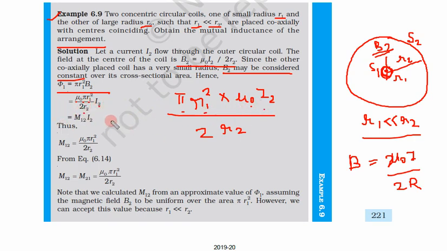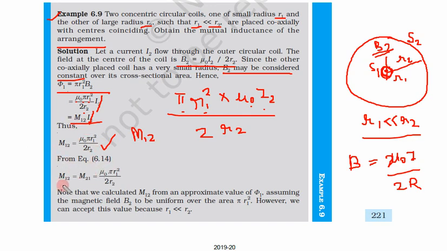This must be equal to M12 I2, that means mutual inductance in coil 1 due to current in 2. So this constant M12 converts this current into flux in coil number 1. Now let us compare. I2 gets cancelled out. So M12 is equal to mu naught pi r1 square upon 2R2. This is the mutual inductance coefficient.